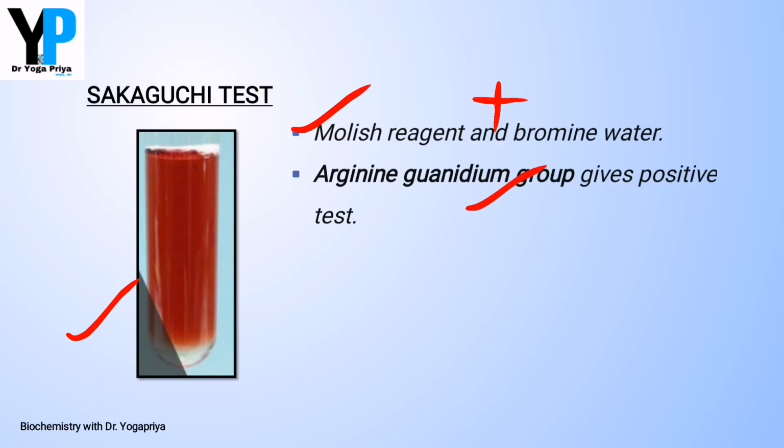So the end result is you can notice a carmine red color that has developed in the test tube if the patient sample contains arginine. So what is the reason behind this color formation? The guanidinium group in the patient sample reacts with alpha naphthol, that is the Molisch reagent, to form a bright red color complex.